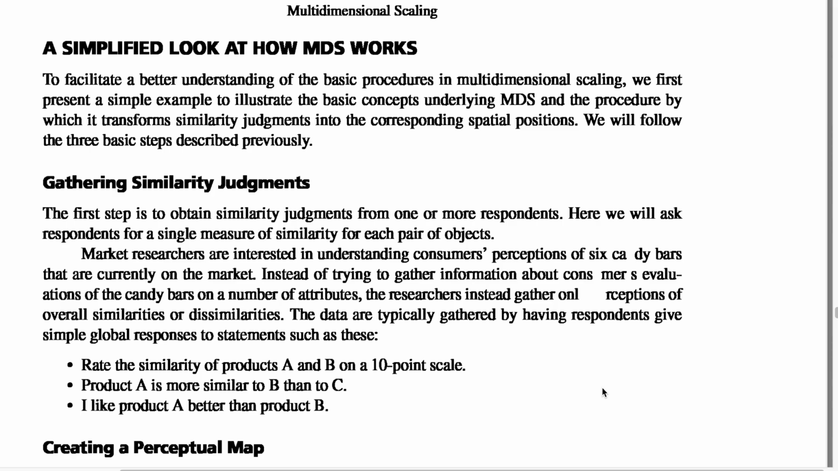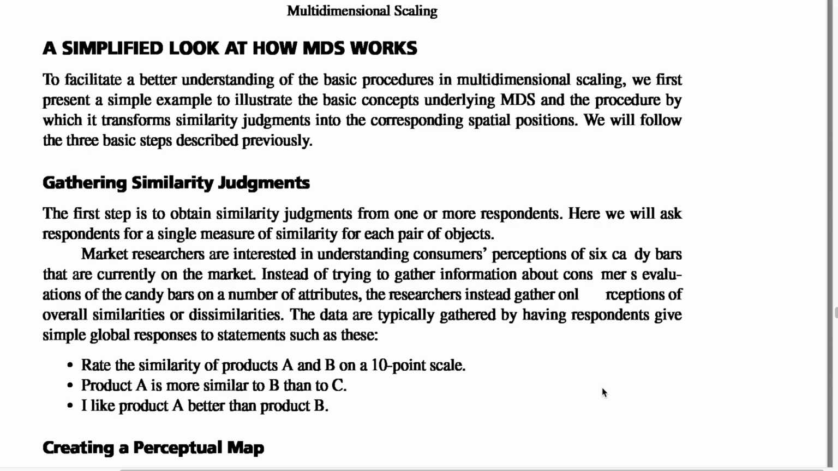This facilitates a better understanding of the basic procedure in multidimensional scaling. We first present a simple example to illustrate the basic concept underlying multidimensional scaling and the procedure by which it transforms similarity judgments into the corresponding spatial positions. We will follow the three basic steps described previously. Gathering similarity judgments. The first step is to obtain similarity judgments from one or more respondents. Here we will ask respondents for a single measure of similarity for each pair of objects.